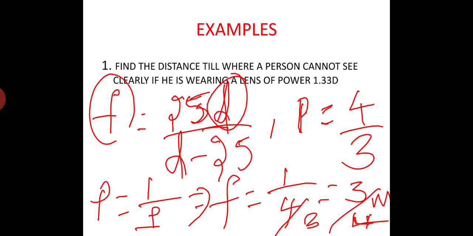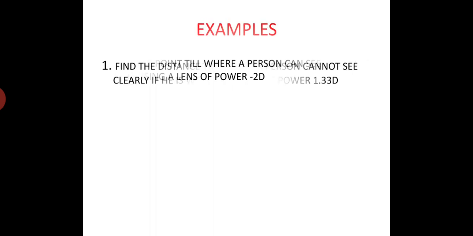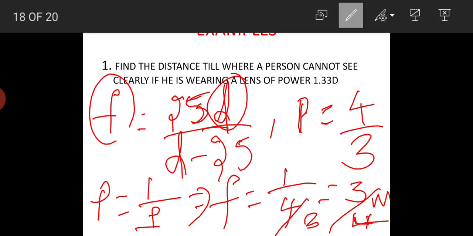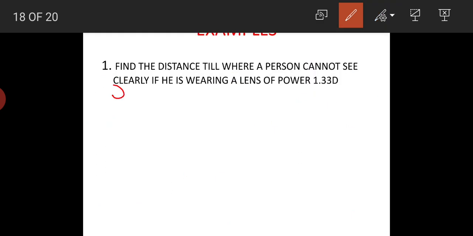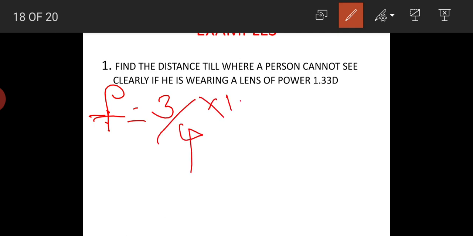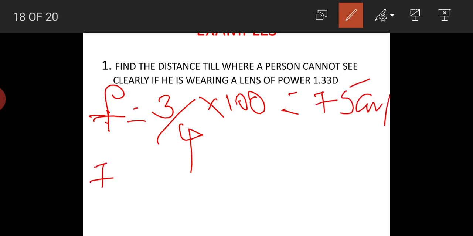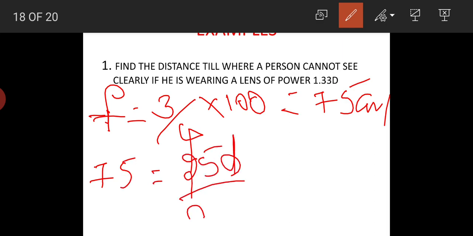In order to use this F in the formula, what you need to do is substitute this F value in centimeters. We got F as 3 by 4 meters. You need to substitute it in centimeters. So F is equal to 3 by 4 meters. 1 meter is 100 centimeters. This is 75 centimeters. So F is equal to 75 is equal to 25D by D minus 25.